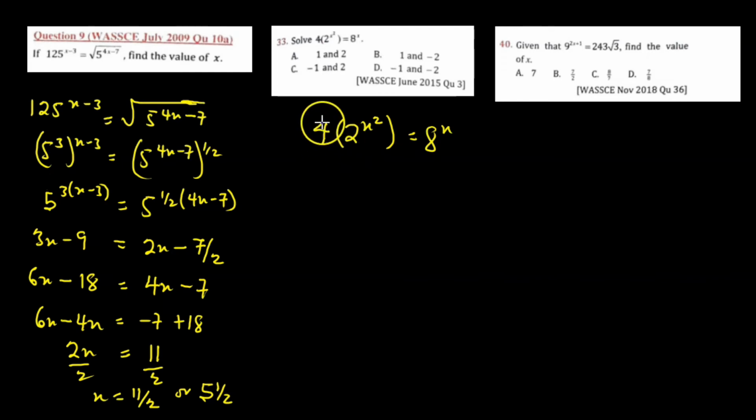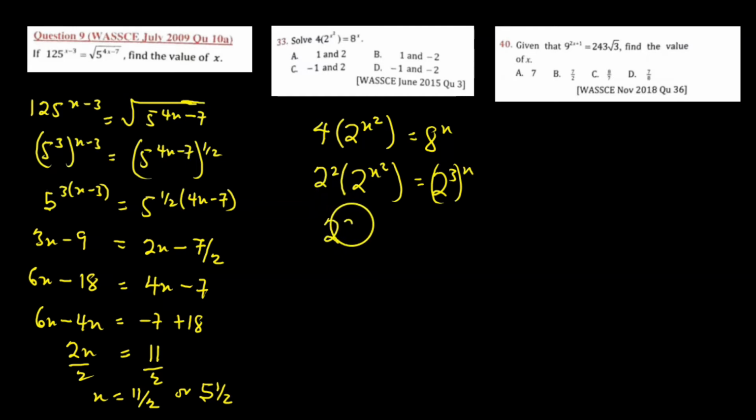Yes, we can, because we can write 4 to a base of 2 and 8 also to a base of 2. So writing 4 to a base of 2, we have 2 to the power 2 multiplying 2 to the power x squared. Then all must be equal to 2 to the power 3 all raised to the power x. Now, remember the product law, whereby when you have two functions of the same base multiplying, what do you do to the powers? You add up the powers. So this can be written as 2 to the power 2 plus x squared, and this must be equal to 2 to the power 3x.